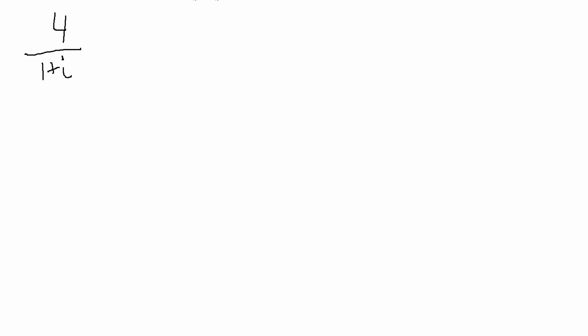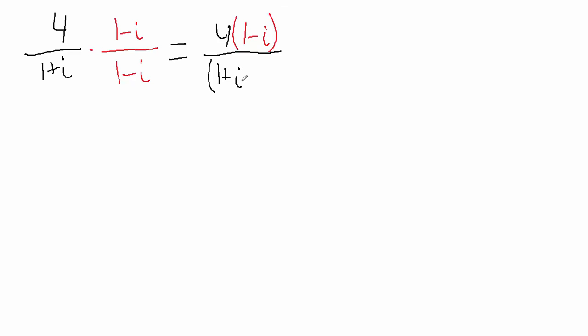So let's just go ahead and jump right in here. Now, what we want to do is multiply the top and the bottom by the conjugate of the bottom, which is 1 minus i. If the bottom is 1 plus i, then its conjugate is 1 minus i. So when we do that, what do we get on top? On top, we have 4 multiplied by the quantity 1 minus i, and on the bottom, we have 1 plus i multiplied by the quantity 1 minus i.